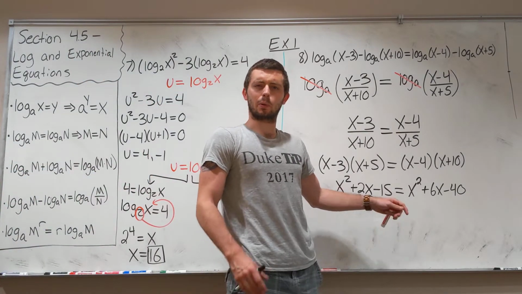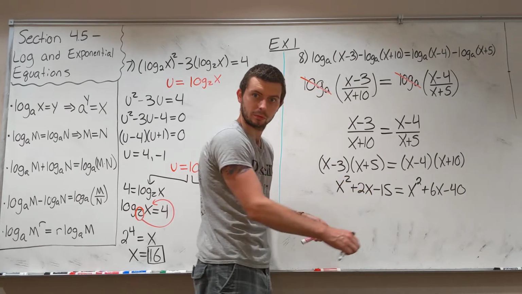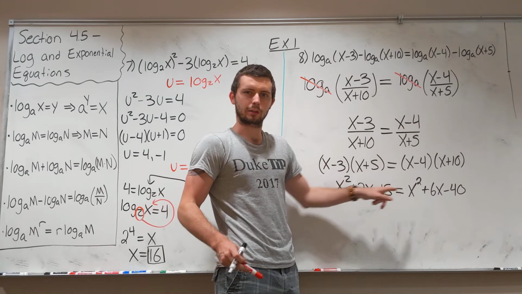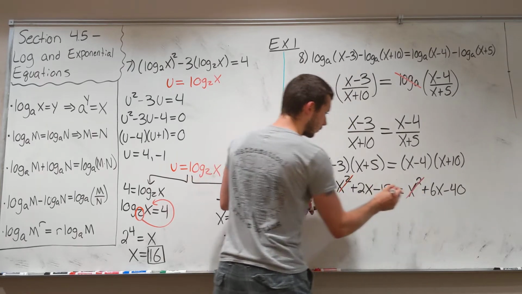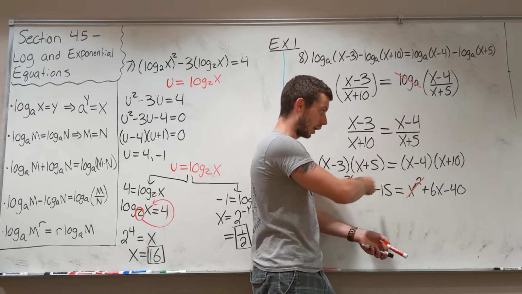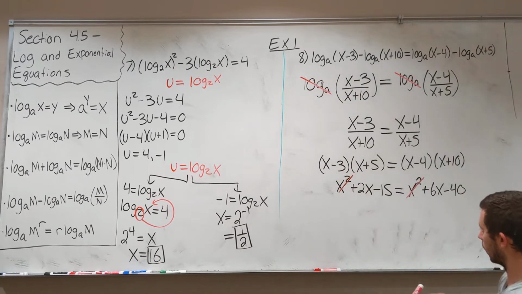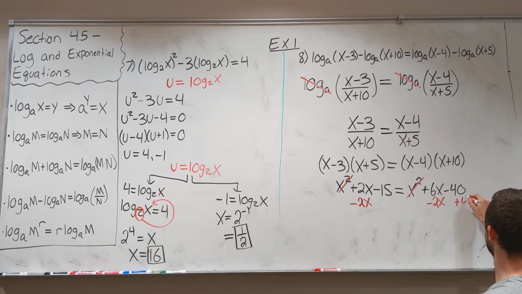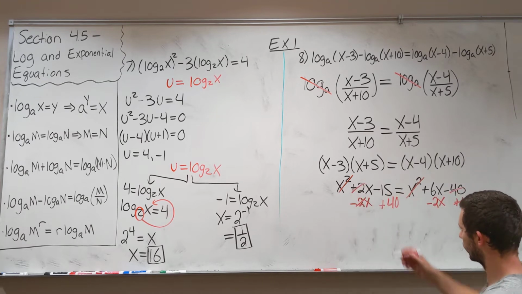So now that we're here, we can go ahead and combine like terms. The x squareds are like terms, but they end up canceling each other out. So if you subtract x squared on both sides, they both cancel. Additionally, you can go ahead and subtract 2x on both sides and add 40 on both sides. So when you do all of that, so subtract 2x, add 40, so it cancels here, cancels here.